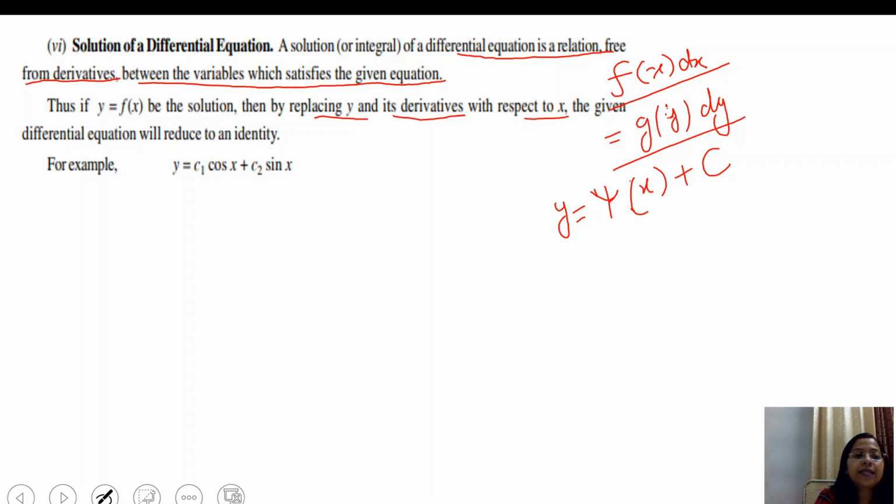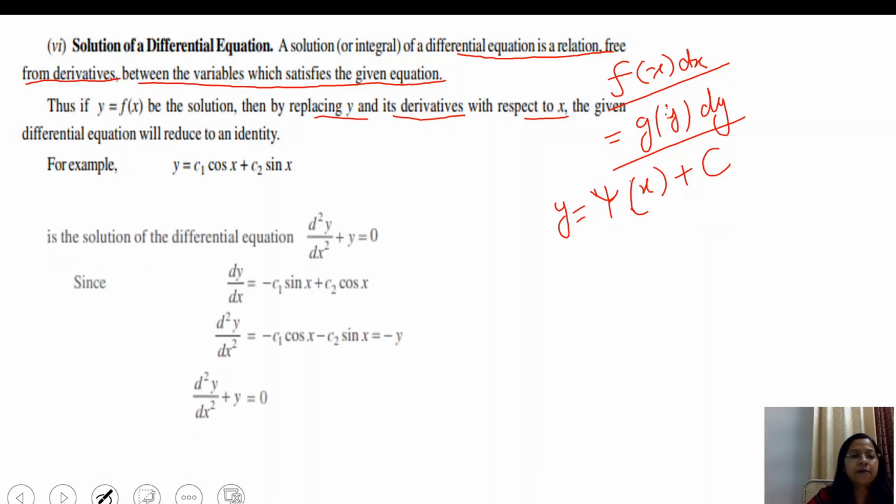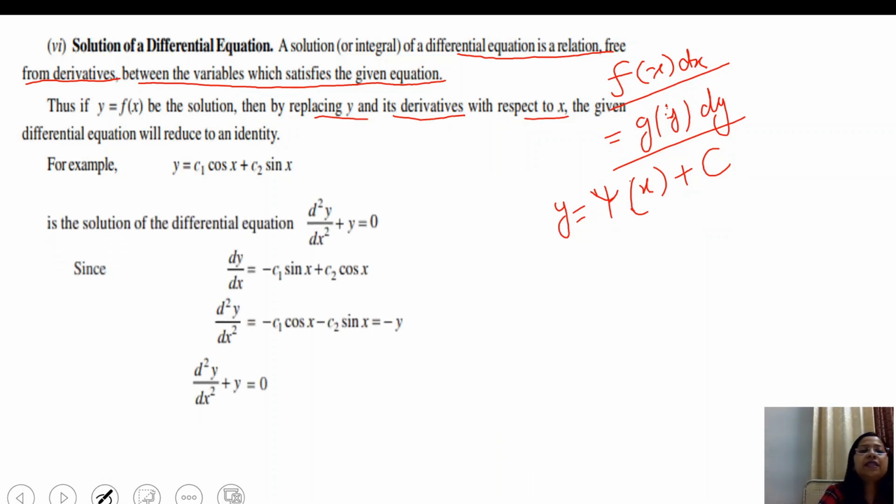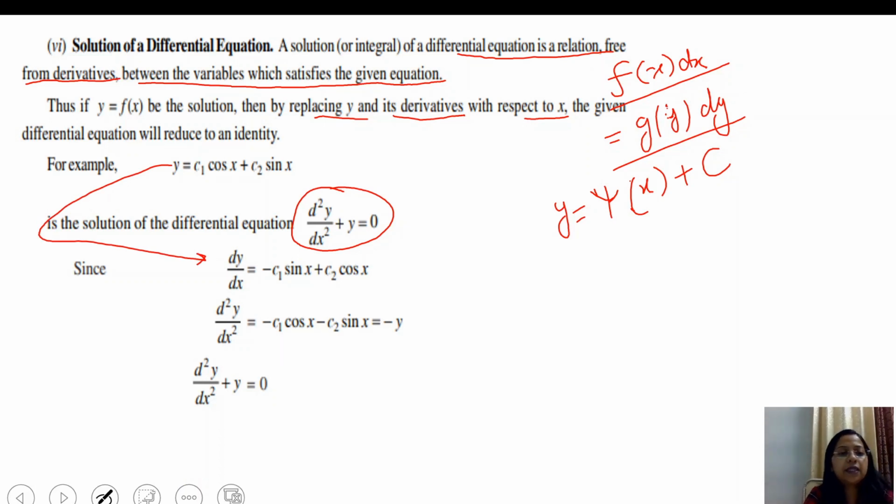Okay, so for example, here we have y is equal to c1 cos x plus c2 sin x. Then how can we say that it is a solution of this differential equation? This differential equation is mentioned here. So what we have to do here, we'll differentiate this given solution once: dy by dx is equal to minus c1 sin x plus c2 cos x.